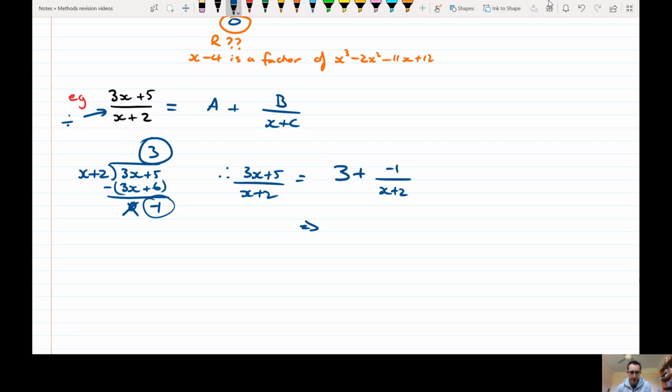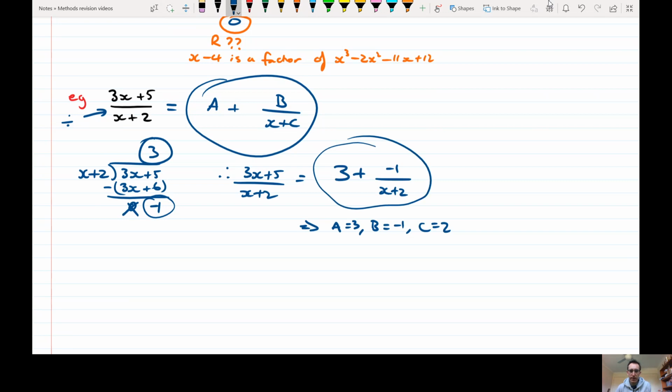So that would then mean if I was asked to write it a plus b over x plus c, you'd have a would be 3, b is negative 1, and c would be 2. And this thing here is a graph of a hyperbola, which is where the question normally goes. And that is how you do polynomial long division, or algebraic long division.